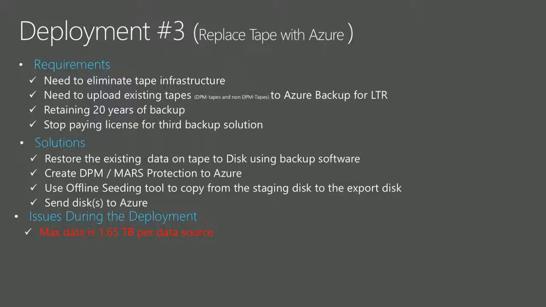The issue that we have is a maximum data per data source. Anyone have seen this issue? I've seen a lot of people come to the booth asking me, okay, that's good, but what are you going to do with 1.65 terabyte? The 1.65 terabyte data source limit means that if you have a VHDX today that you are backing up with DPM, and you want to upload it to Azure, you cannot upload it. It's 1.65 terabyte. We are limited to that. This is a big deal.